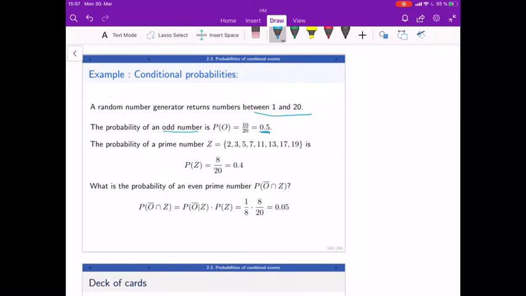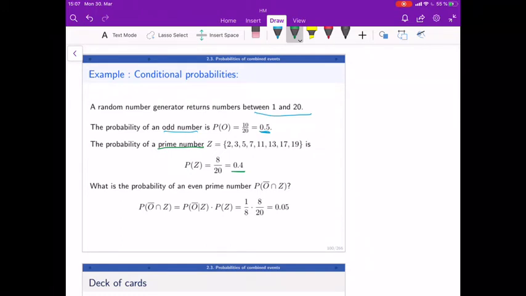We can also look at the probability of a prime number. You've already heard about prime numbers, I guess, in school. So prime numbers can only be divided by 1 and themselves without a remainder. These are the prime numbers between 1 and 20: 2, 3, 5, 7, 11, 13, 17, 19. So there's 8 of them. So the probability of obtaining a prime number is 40%, 8 out of 20.